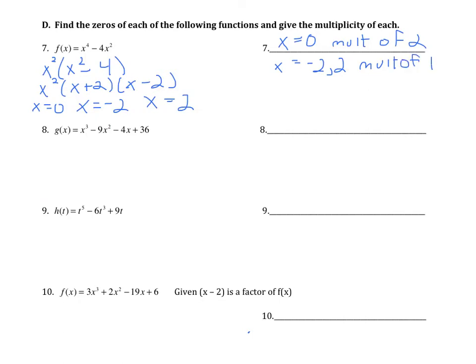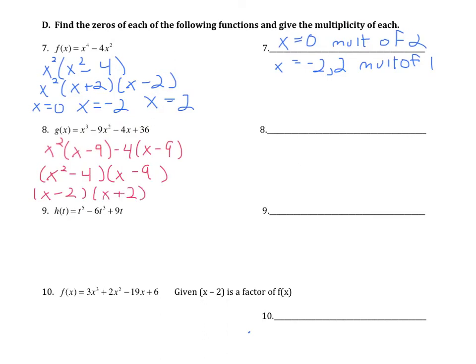For number 8, we want to factor by grouping. So first I'm going to see what I can factor out of my first two terms, x cubed minus 9x squared. So I can factor out an x squared, which leaves me with x minus 9. And then I can factor out a negative 4 out of the second two terms, which also gives me an x minus 9. So now when I put these together, I get x squared minus 4 times x minus 9. And I can take it one step further to factor. So I have x minus 2, x plus 2, and x minus 9.